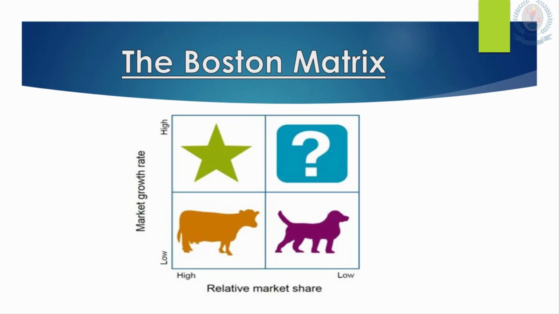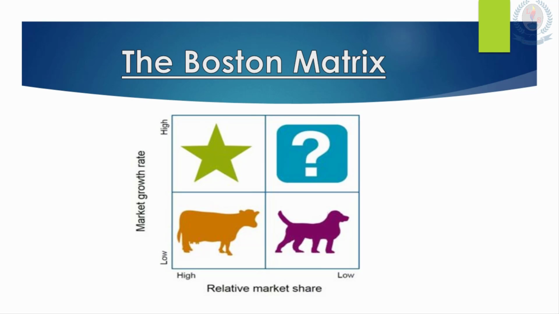There is another product category, okay? The relative market share is low, and the market growth rate is also low. Which category are we going to put that product in? It belongs to the category of dogs. Then we have our final product category. The relative market share is high, and the market growth rate is also high. Then it is a star.